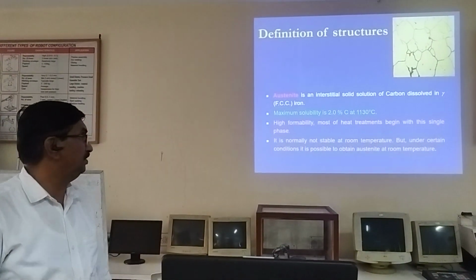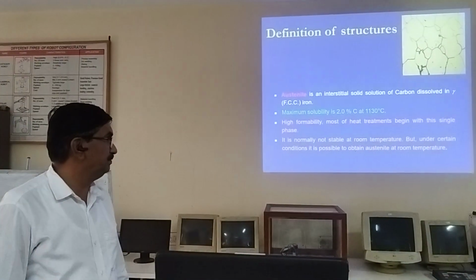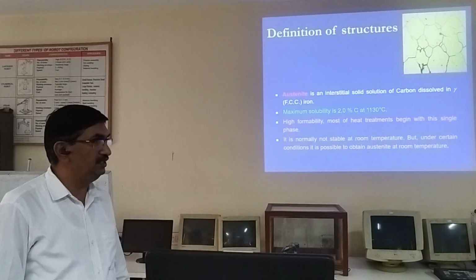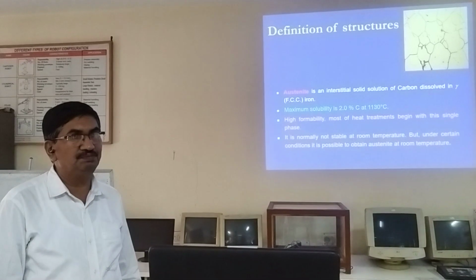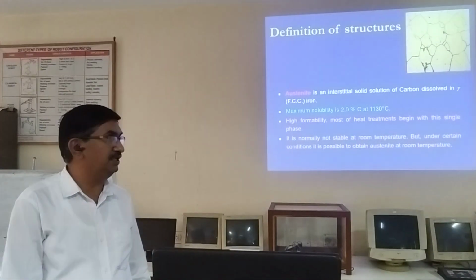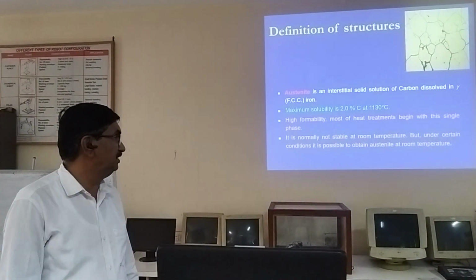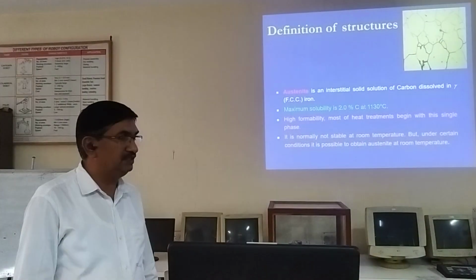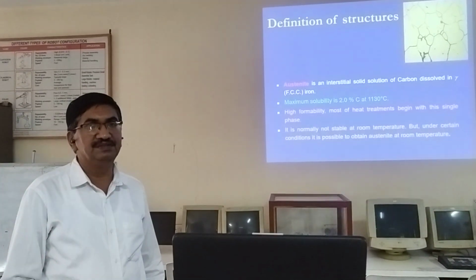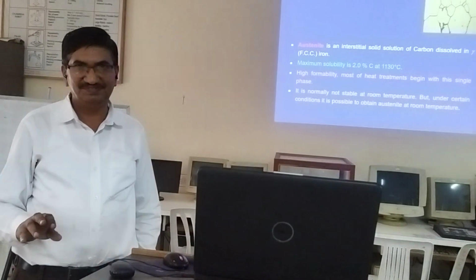Then the next one, austenite, which is obtained at temperatures above 910 degrees centigrade up to 1400 degrees centigrade. And the maximum solubility of carbon in the iron here is 2% at the temperature of 1147 degrees centigrade.